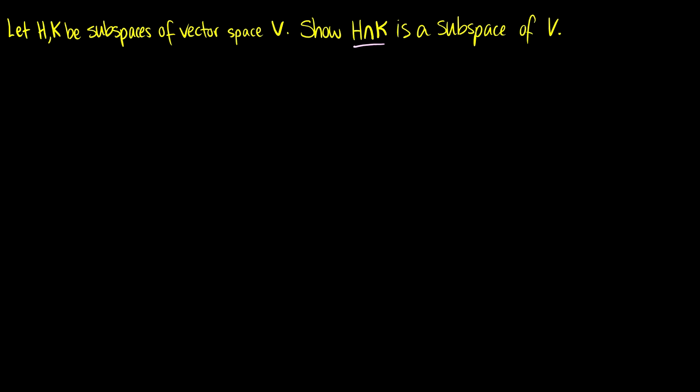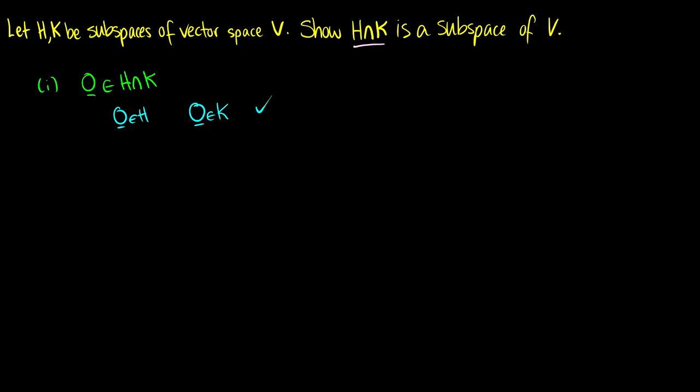So there's three properties. The first property is we have to show that the zero vector is going to be in H intersection K. Well, H and K are subspaces, so that means that the zero vector is going to be in H, and the zero vector is going to be in K, therefore the zero vector is going to be in the intersection.